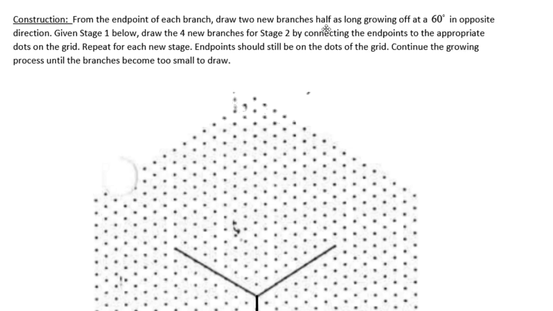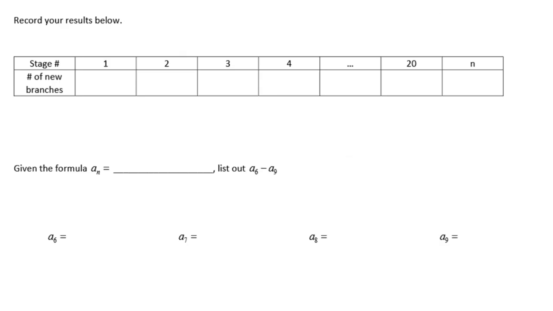And we know that the branches are going to be half as long as the current length. So you're going to count how long it is, and then going 60 degrees. So that's why you have your isometric dot paper. It's in your degree increment. You're going to build off your branches and then record your data in the table. Once you get your data, the goal is to come up with an expression to represent it, or a formula, list out the terms 6, 7, 8, and 9, and then be able to give me a graph for those first 5 terms in the sequence.